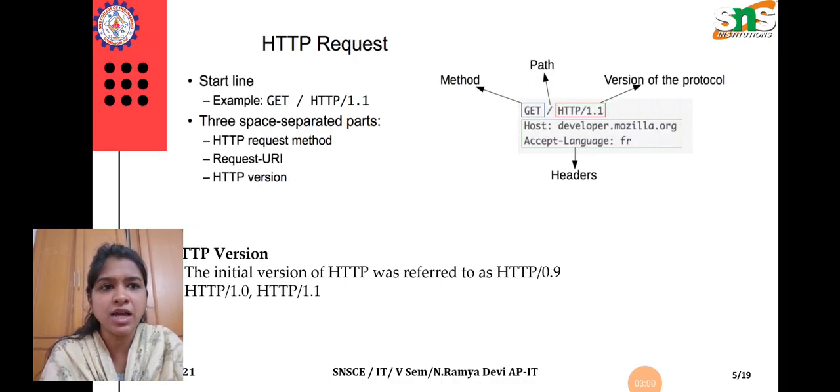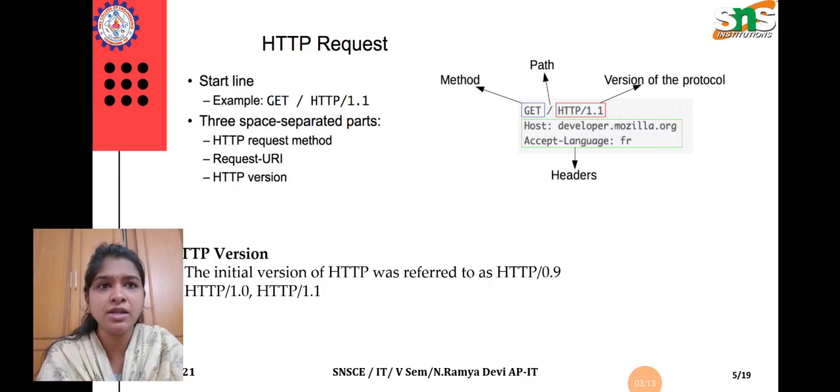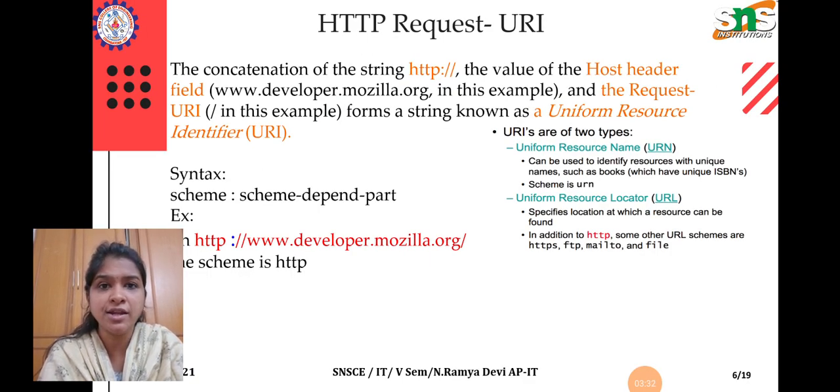Here is the start line. There are two types of HTTP message: one is the GET method and the other is the POST method. If you want to get any information from the server, we use a GET method. Here, GET / HTTP/1.1, where 1.1 is the version of the protocol, and then the host to which we have to be connected, for example developer.mozilla.org, and the language to be accepted. So the HTTP request method, request URI, and HTTP version make up the start line of your HTTP request message.